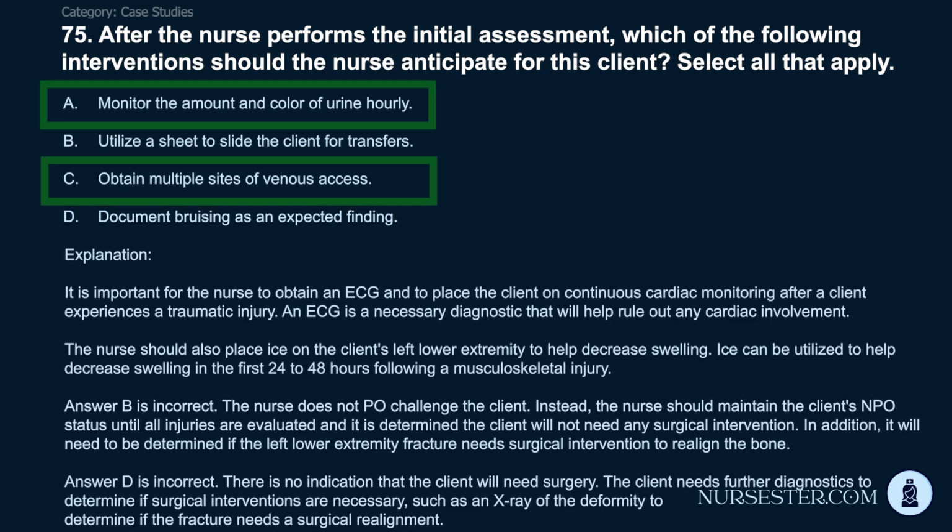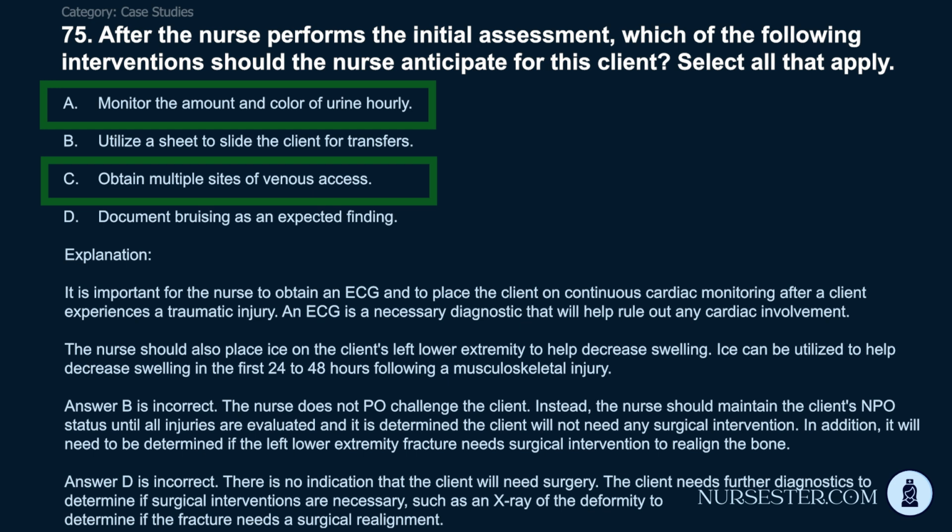It is important for the nurse to obtain an ECG and to place the client on continuous cardiac monitoring after a client experiences a traumatic injury. An ECG is a necessary diagnostic that will help rule out any cardiac involvement. The nurse should also place ice on the client's left lower extremity to help decrease swelling. Ice can be utilized to help decrease swelling in the first 24 to 48 hours following a musculoskeletal injury.